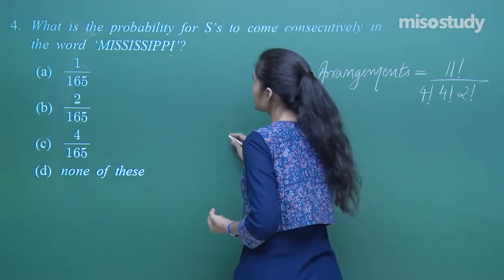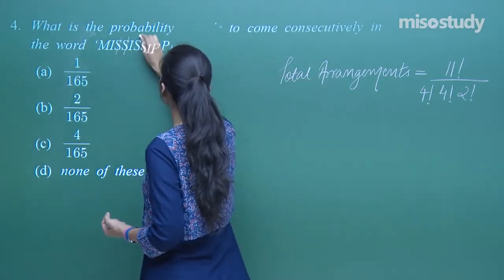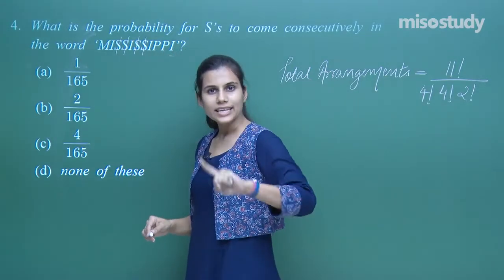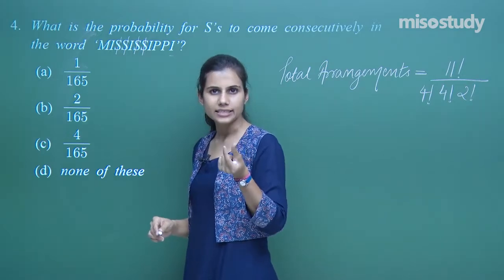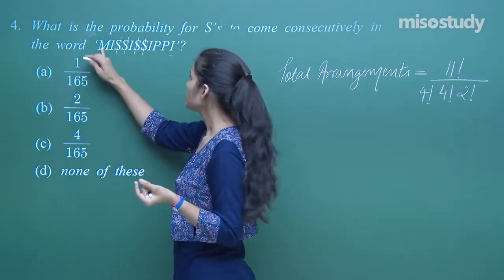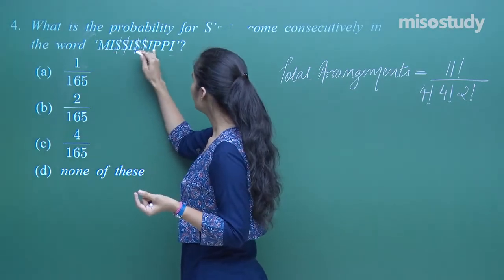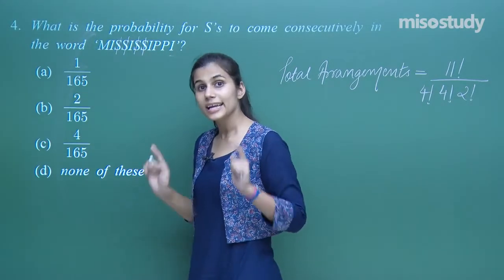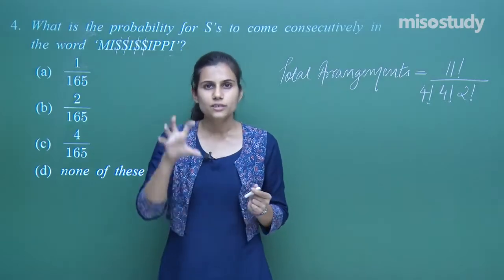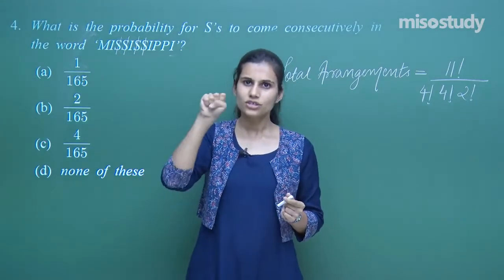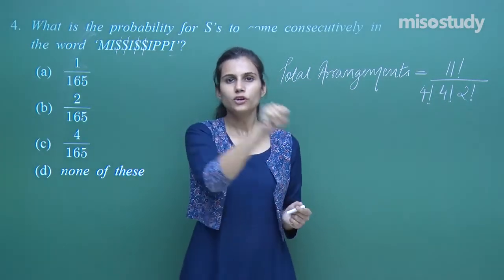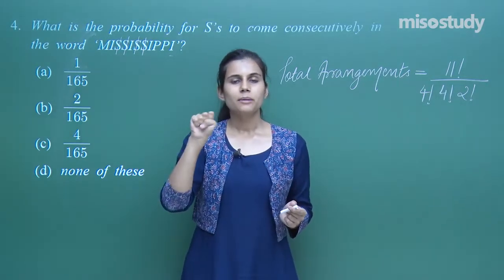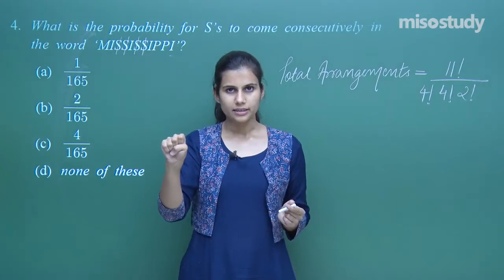So what I now do is I consider all the 4 S's to be one single letter. Now I am left with how many letters? 1, 2, 3, 4, 5, 6, 7 and all 4 S's are 8. That's one letter. So there are 8 letters now. This is just one single letter because they always have to go together. Wherever they are going, they are going to go together. Fine. So all the S's together are combining to become one single letter.